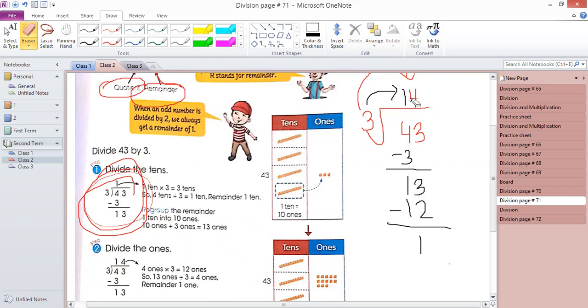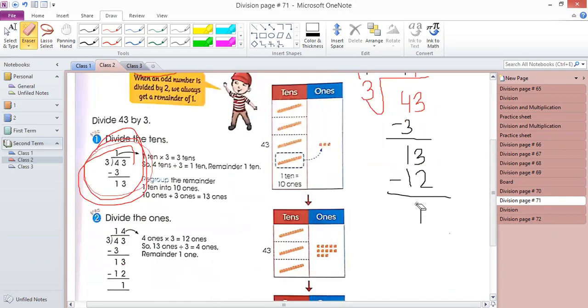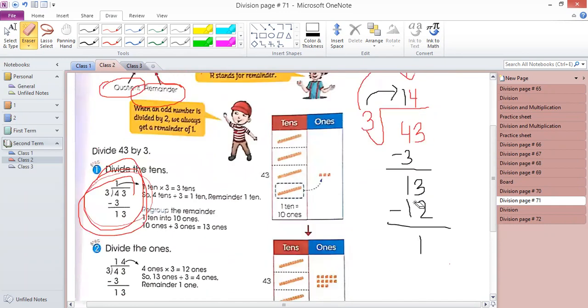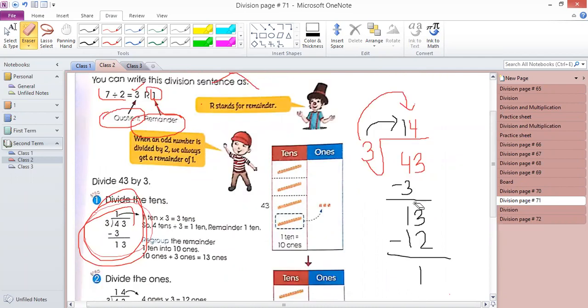Multiply this 3 with 4. 3 4s are 12. Subtract and you will get 1. So the answer is 14 and 1 is remainder. When you divide 43 chocolates into groups of 3, there will be 14 groups. There will be 14 groups of 3. 14 children will take 3 chocolates. But after that, 1 chocolate will be left.